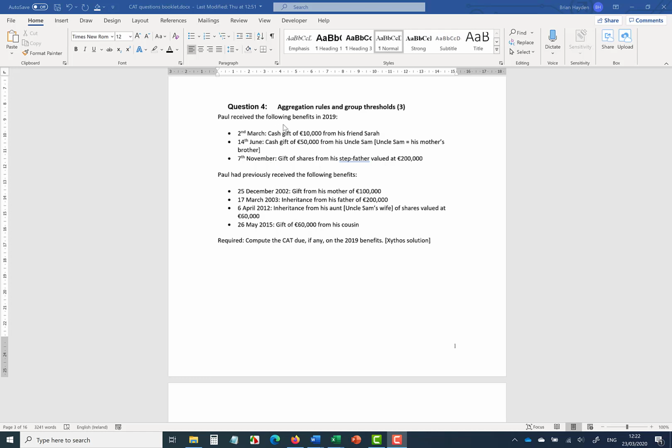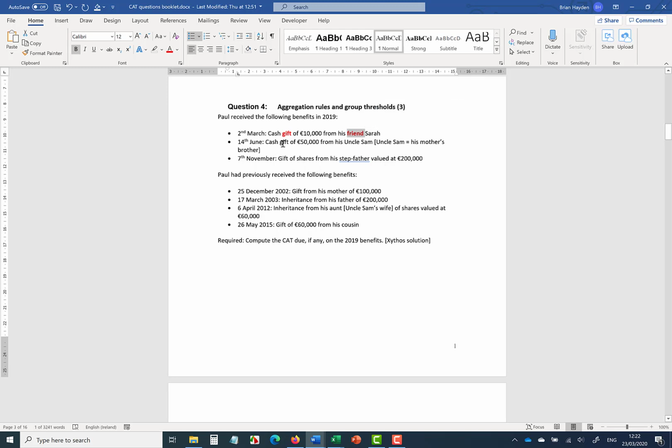So question 4 is again just a question which demonstrates the basic procedure for calculating CAT on benefits received by a person from different individuals. So Paul received the following benefits in 2019. In March he received a gift from his friend Sarah. So again, the fact that she is a friend is significant, and there's also a gift deduction available.